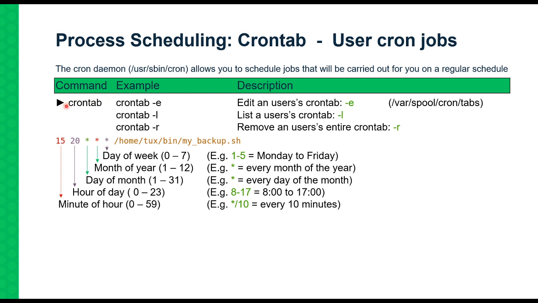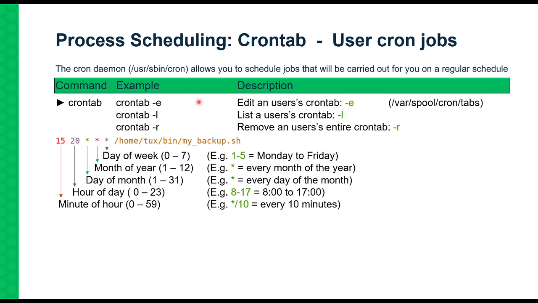The command we use is crontab, but crontab needs to be accompanied by an option. So to edit a user's crontab, we use the -e option. This will open up the crontab in a very familiar environment that we call Vim. We have used Vim already, and that's our text editor.